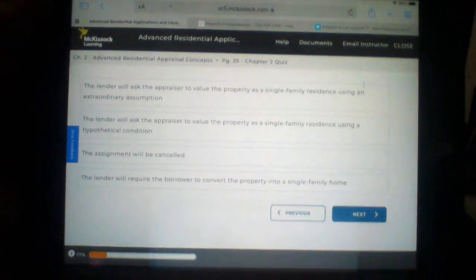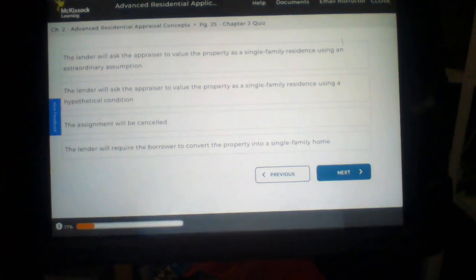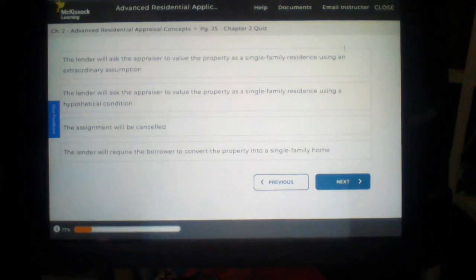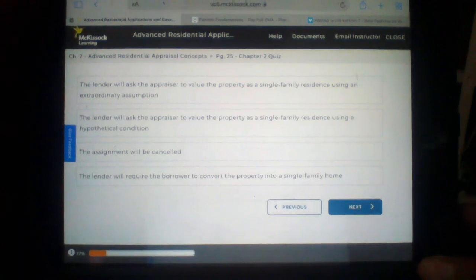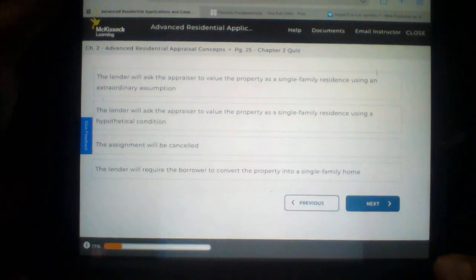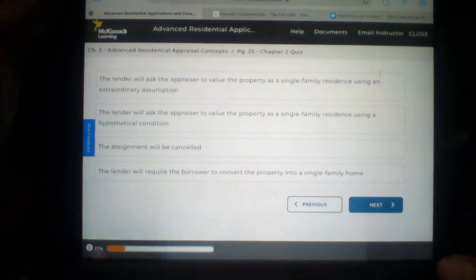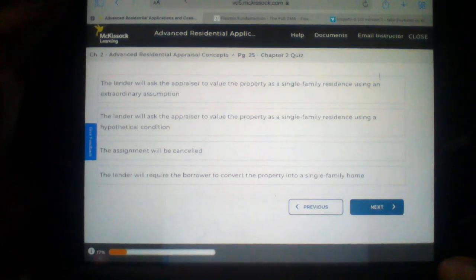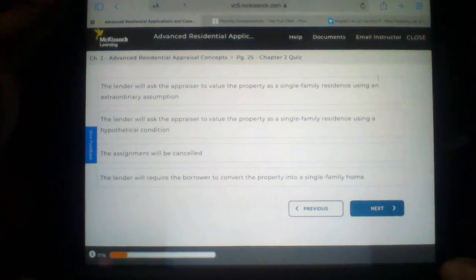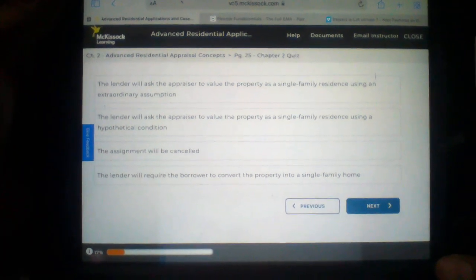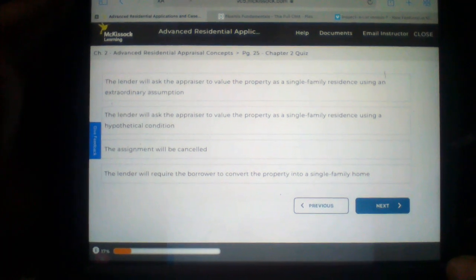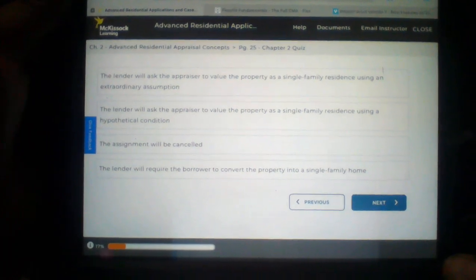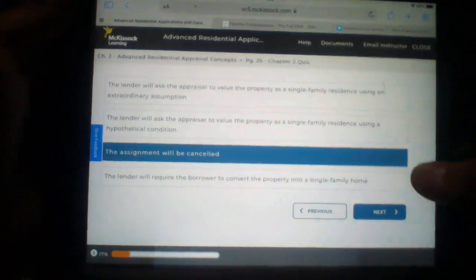A, the lender will ask the appraiser to value the property as a single-family residence using an extraordinary assumption. B, the lender will ask the appraiser to value the property as a single-family residence using a hypothetical condition. C, the assignment will be canceled. Or D, the lender will require the borrower to convert the property into a single-family home. I'm going to go C, the assignment will be canceled. That seems like the most likely.